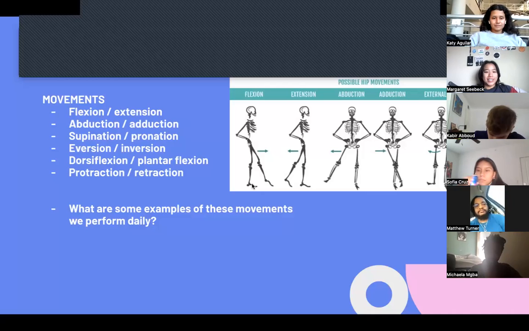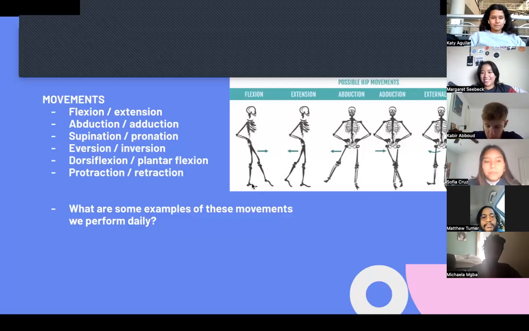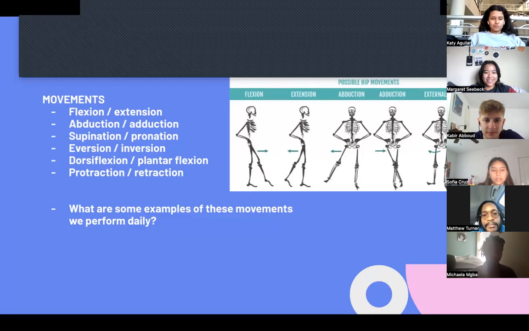So who wants to give an example of one of these movements? Does anyone want to just show me or tell me some based off of this? Anyone? When you invert your arm and evert your arm, like, or your shoulder. Okay. Yeah. Anyone else?